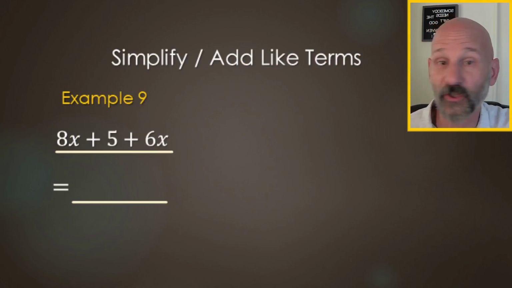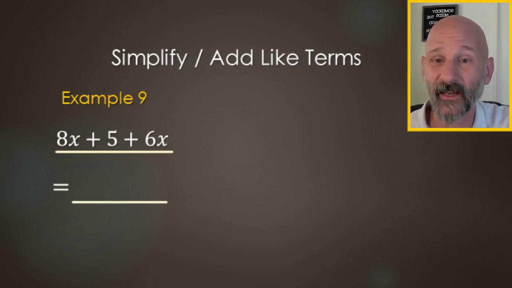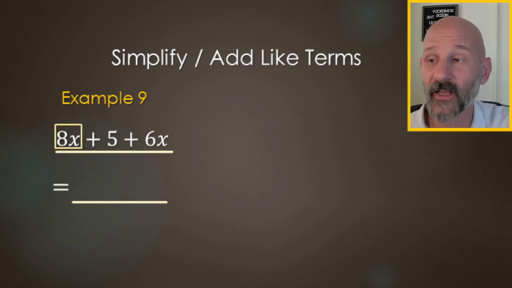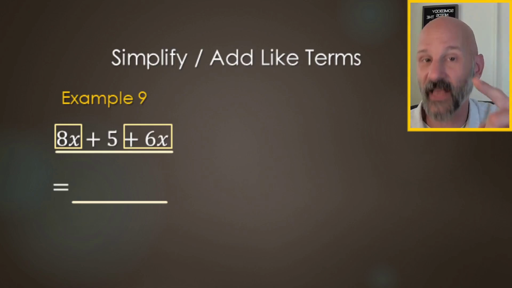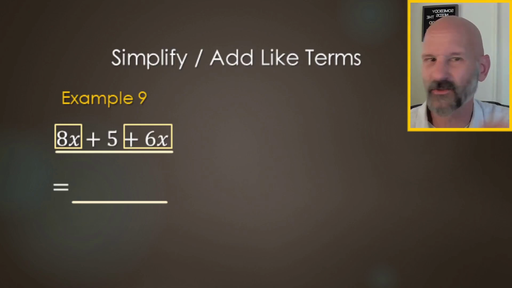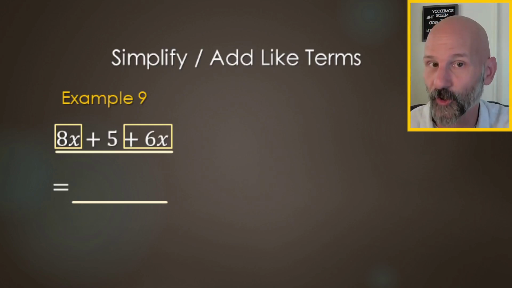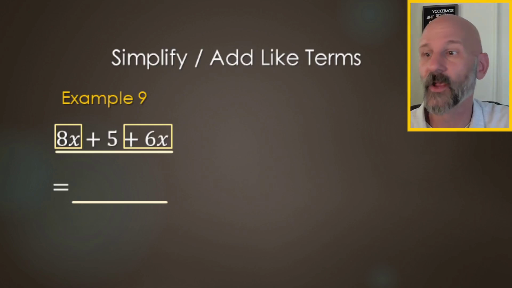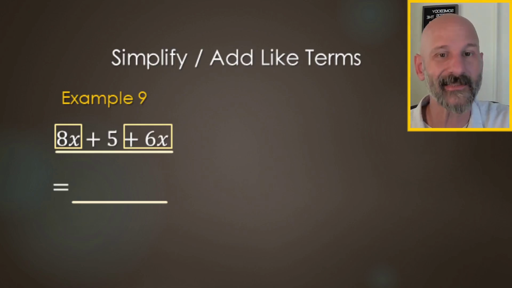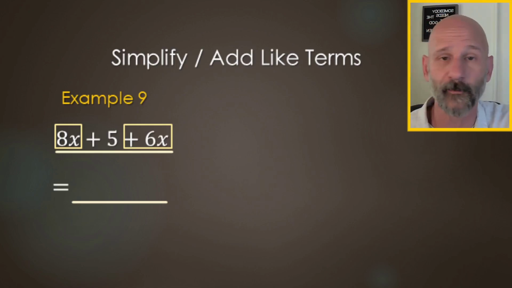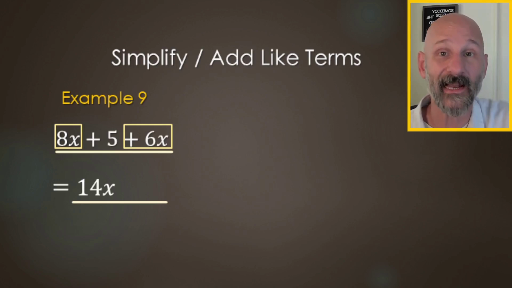Now we're going to switch gears looking at simplifying or adding like terms. So remember, like terms have the same exponents and same variables, okay? These ones don't have any exponents, so we're really just looking at same variables, right? So we have two x terms, so terms with an x in them. We have the 8x and the plus 6x, so we're going to add those together, right? 8x's plus 6x's is going to make a total of 14x's.